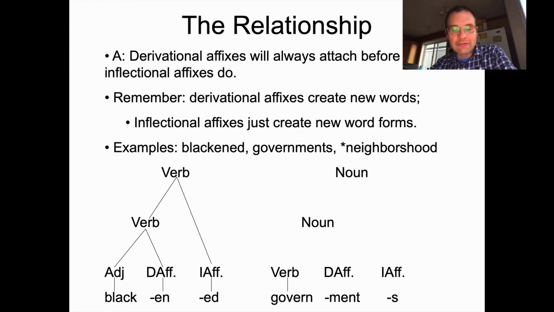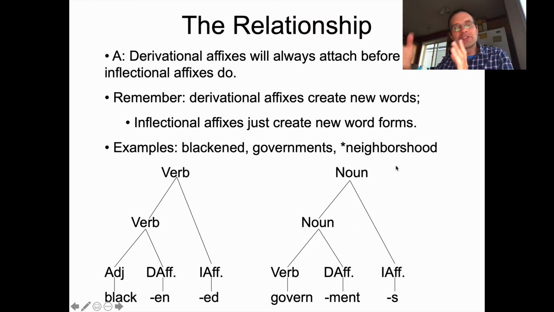Similarly, we have governments, which is the plural form of government. And again, we're going to form government first by adding ment to the verb govern, and then just add the s after that to the noun that gets created out of this first step in the process to get governments. You're never going to get this in the opposite direction or the opposite order. So you never get governsment, or you never get blackton, or whatever this would be, or neighborshood. You get neighborhoods instead, right?